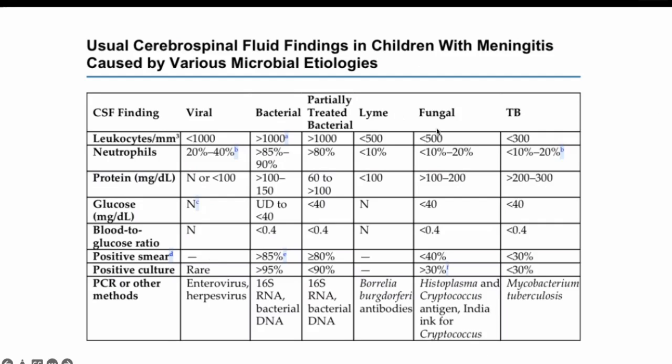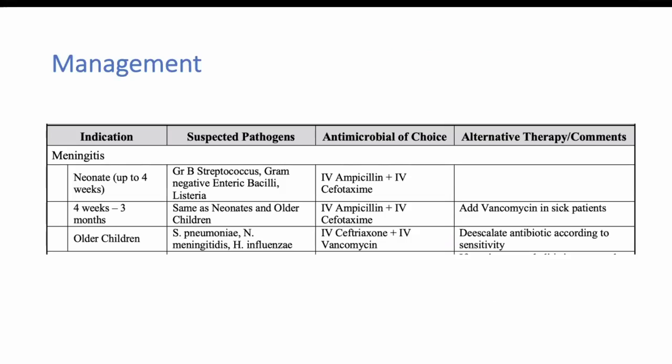No need to memorize all those numbers and details. So what's your empiric coverage? It depends on the age, so for each age group we'll have a different coverage. As we mentioned, for neonates, the most common are group B streptococcus, gram-negatives like E. coli and Klebsiella, and Listeria. So what will our empiric coverage be?